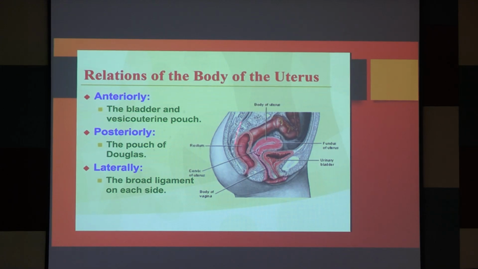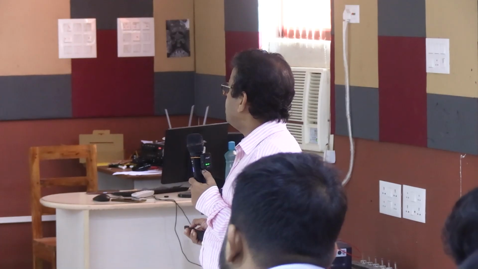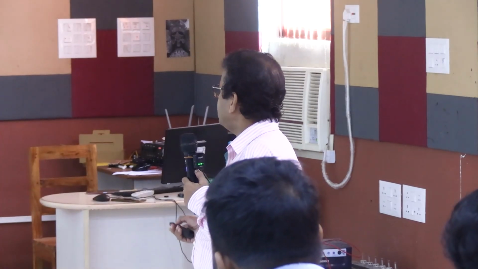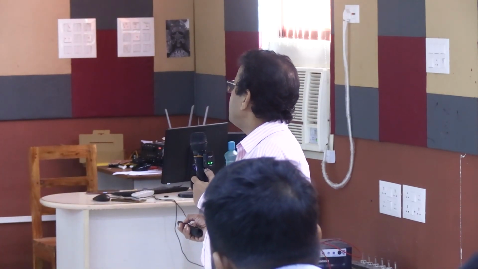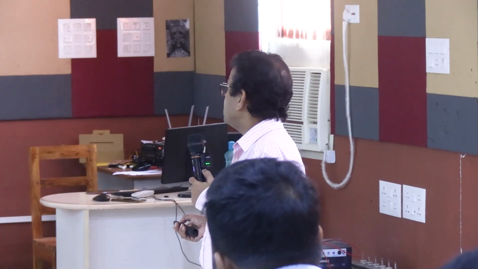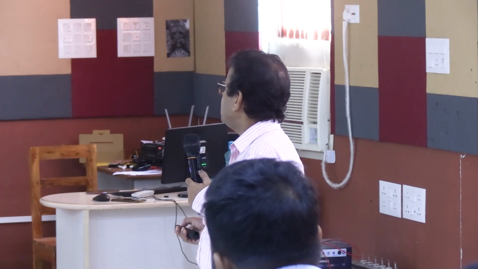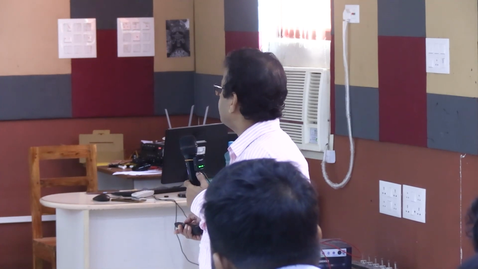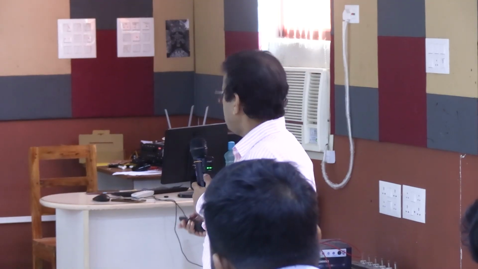Suppose there is a collection of pus in the pelvis, that is called a pelvic abscess. For a pelvic abscess, you need not drain the abscess by cutting the abdomen. You can reach the pelvic peritoneum through the pouch of Douglas by putting a transverse incision on the vaginal wall and going straight posteriorly; you will reach the pouch of Douglas, and the collection will be drained. That is the operative treatment for pelvic abscess. That is the importance of the pouch of Douglas.